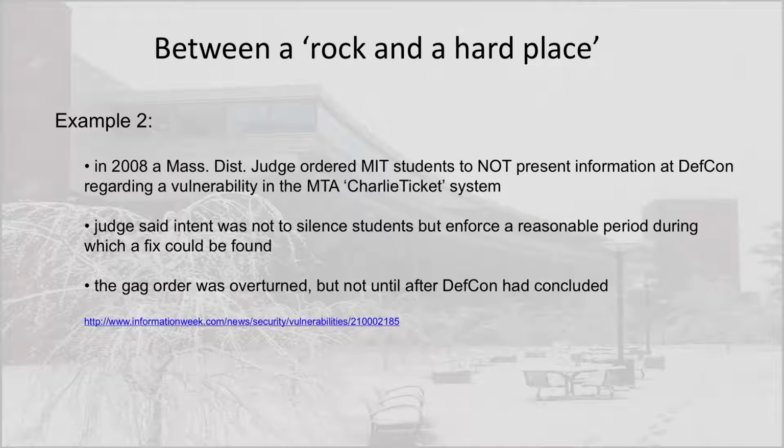A second example. In 2008, a Massachusetts district judge ordered MIT students to not present information at DEF CON regarding a vulnerability in the Boston MTA Charlie ticket system. The judge said the intent was not to silence the students, but to enforce a reasonable period during which a fix could be found. The gag order was overturned, but not until after DEF CON had concluded.